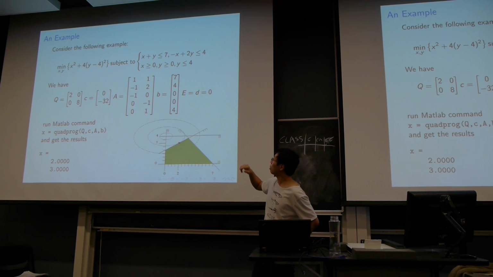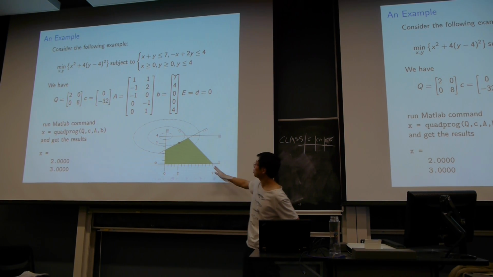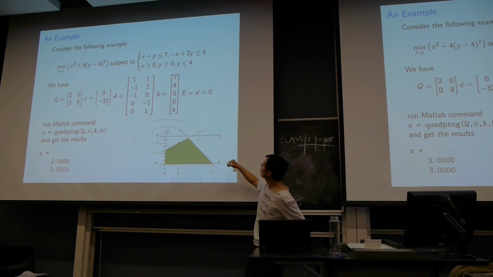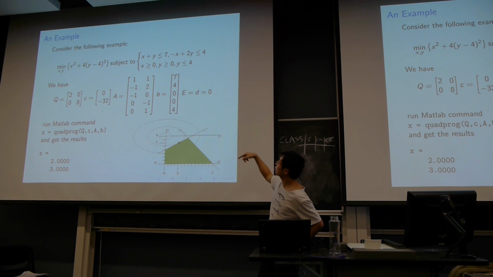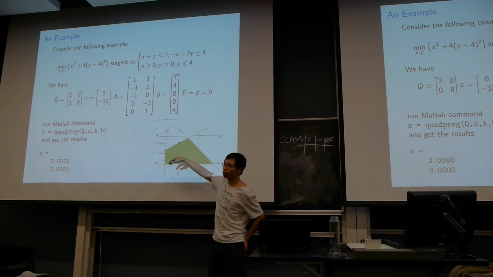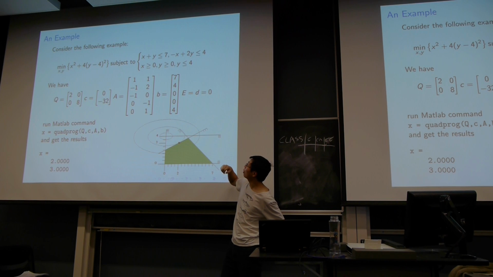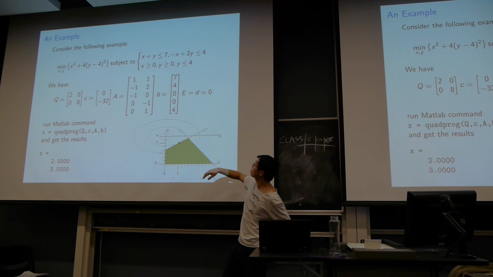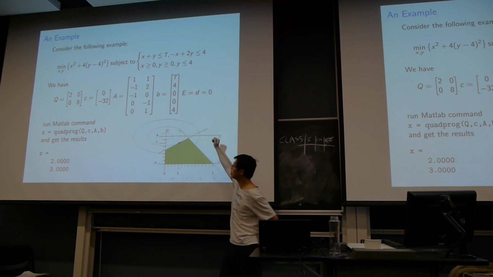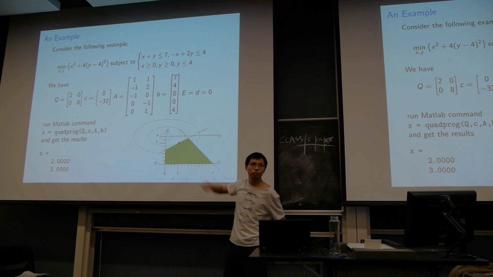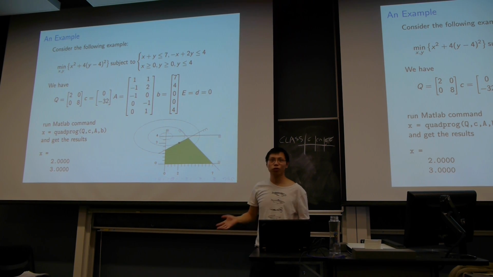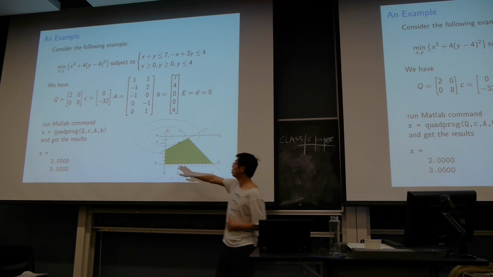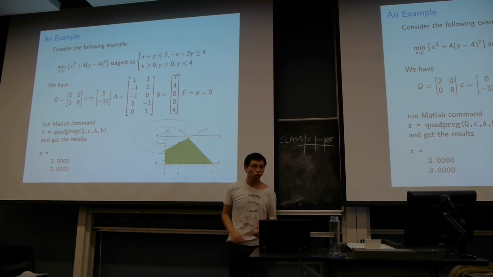First there is x plus y less than 7. It's this line. All the x, y should be under this line. And the second is minus x plus 2y less than 4, this line. All the points should be below this line. And also x is larger than 0, y is non-negative, y is less than or equal to 4, this line. So you have a feasible area here. And certainly you can find the optimal solution here: x equals 2, y equals 3.